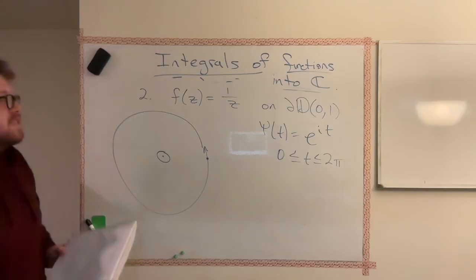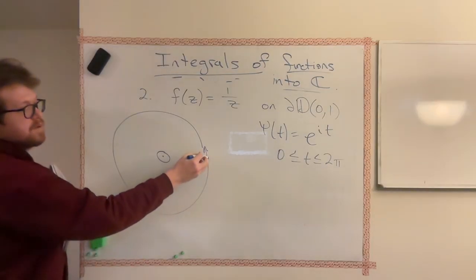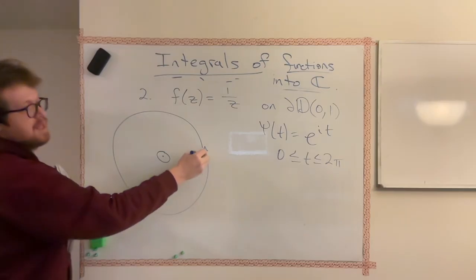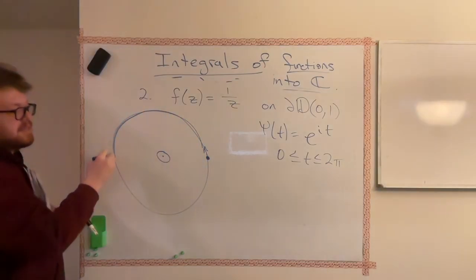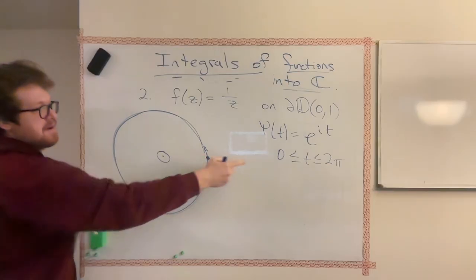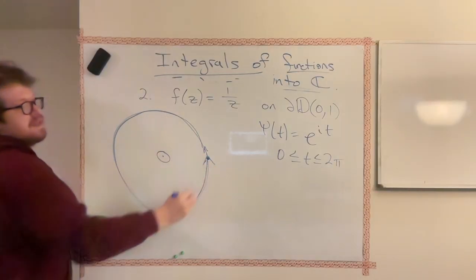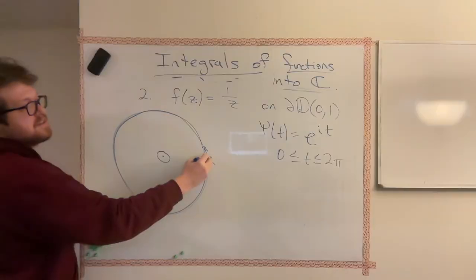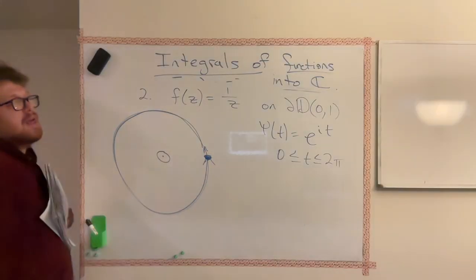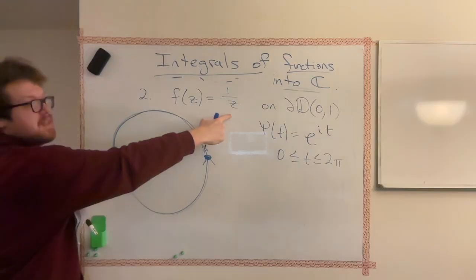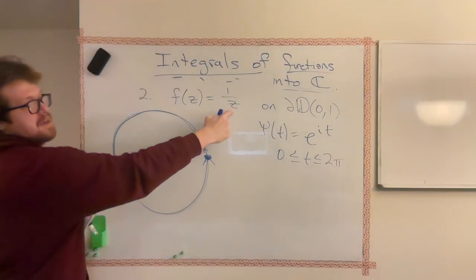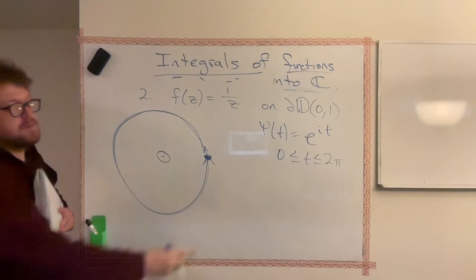Right, so let's compute this. We're taking the line integral. We're starting here at the point 1. We're traveling e to the i t around, where t varies along this coordinate. We're going to start and end at this same point, and we're going to take the integral. It's very similar to the last calculation, except now we're plugging in a different function. Same parameterization though.